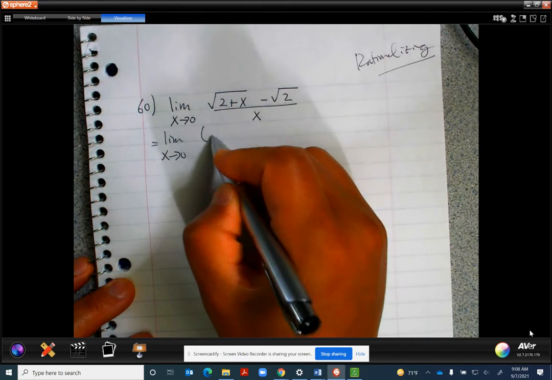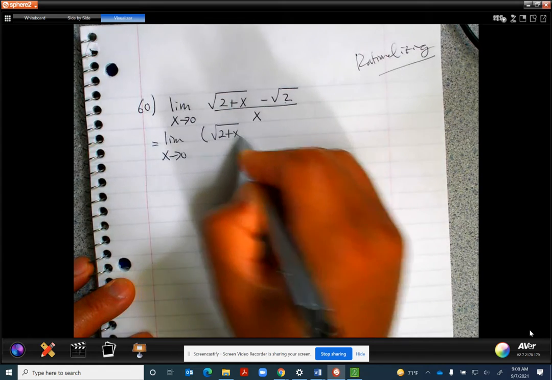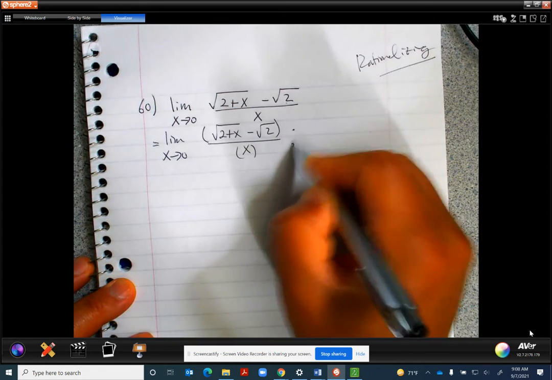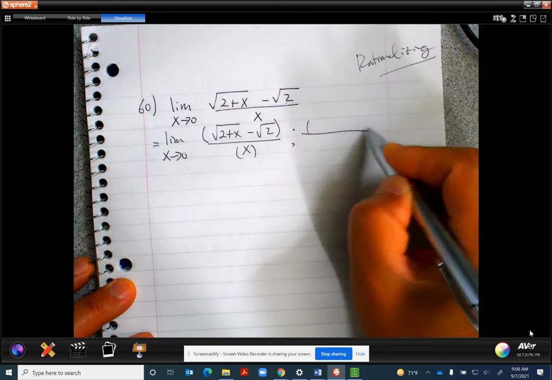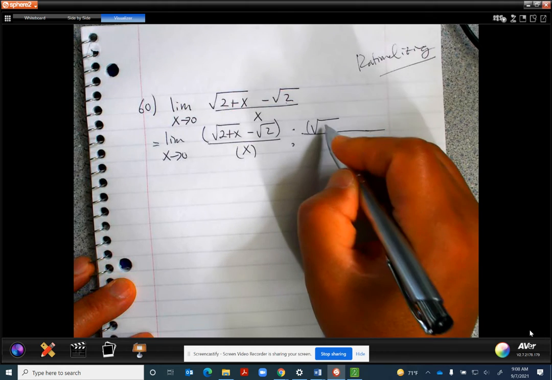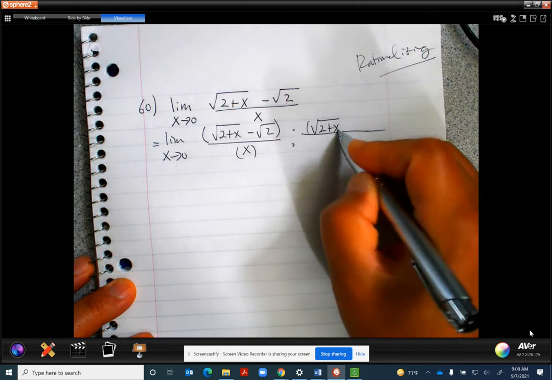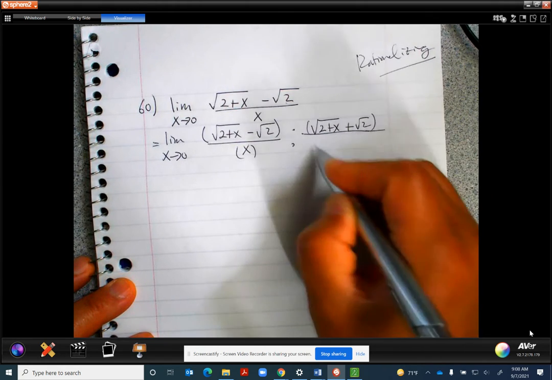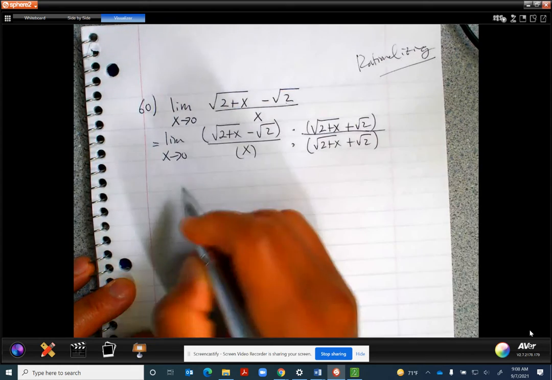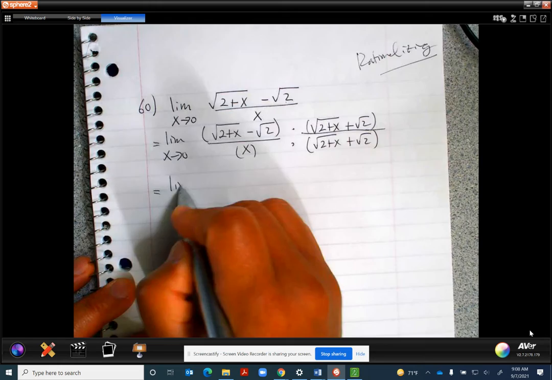So you multiply by square root of 2 plus x minus square root of 2 over x times, what do I need to multiply the top by? Say it. Square root of 2 plus x plus square root of 2 over square root of 2 plus x plus square root of 2. All right, so help me out with the next step.